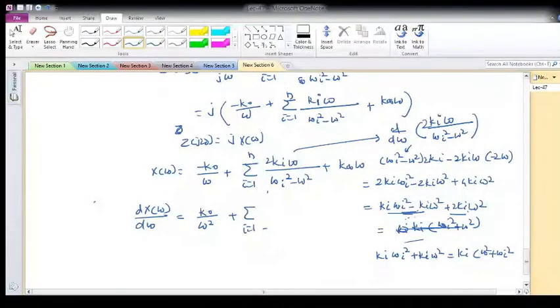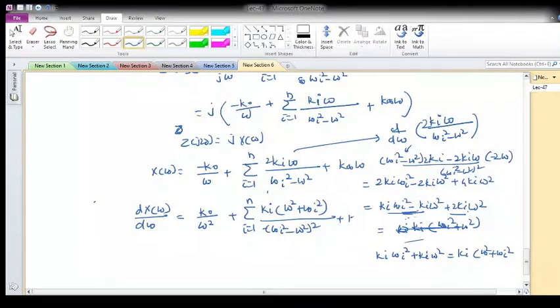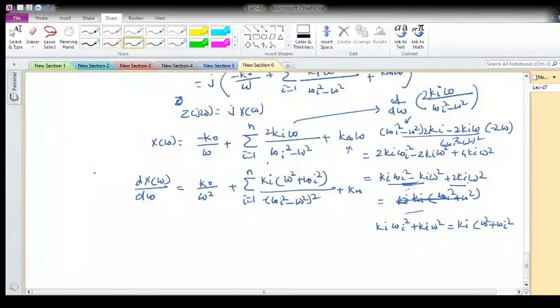it will be the sum over I equal to 1 to n of ki times omega square plus omega I square, divided by omega I square minus omega square whole square. I have forgotten here, raised to minus 2, so it will be omega I square minus omega square whole square. Okay, and this will be for all the terms, and for the last term the differentiation is simply k infinity. Okay, so what is it?